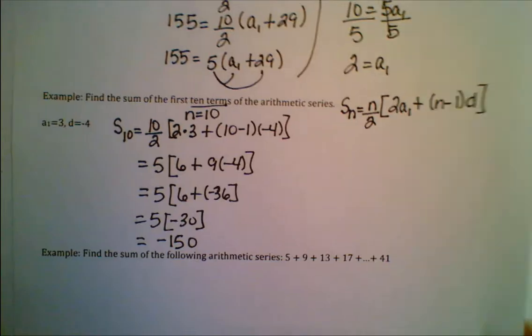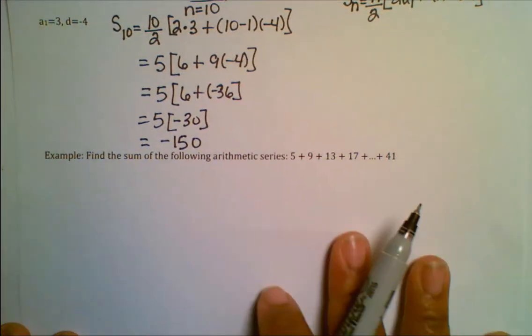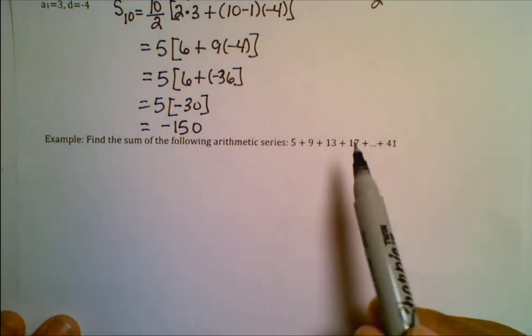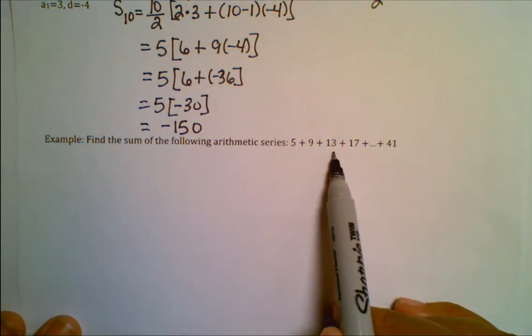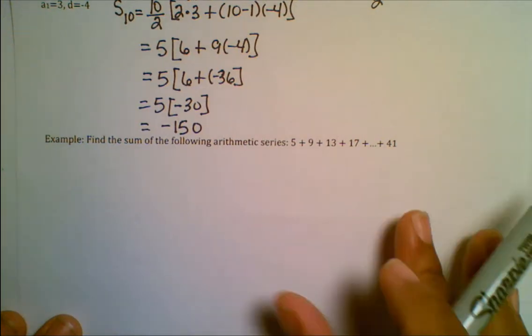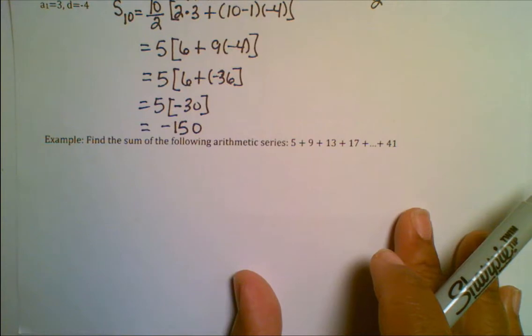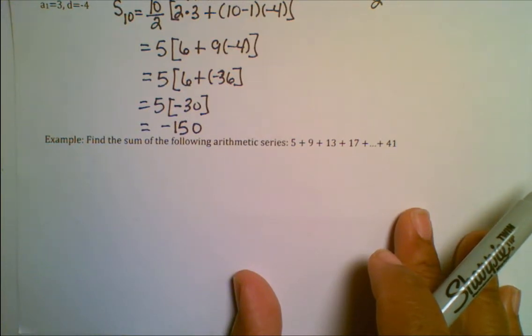All right, last example. Find the sum of the following arithmetic series. We have 5 plus 9 plus 13 plus 17 plus ... plus 41. All right, so part A, we need to determine some things that are given. Let me stop here for a second.